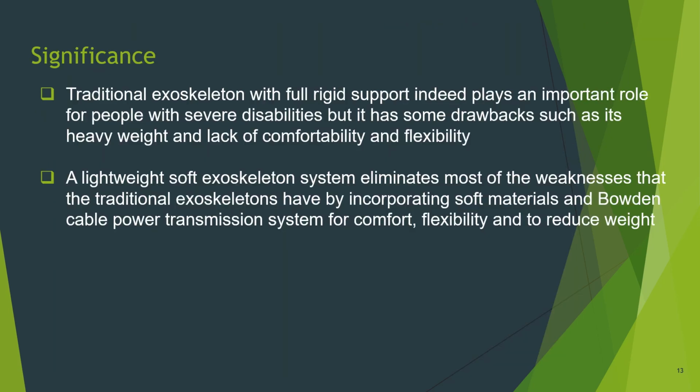The significance of this project: a traditional exoskeleton with full rigid support indeed plays an important role for people with severe disabilities, but it has some drawbacks such as its heavy weight and lack of comfort and flexibility. A lightweight soft exoskeleton system eliminates most of the weaknesses of the traditional exoskeleton by incorporating soft material and a Bowden cable power transmission system for comfort, flexibility, and reduced weight.